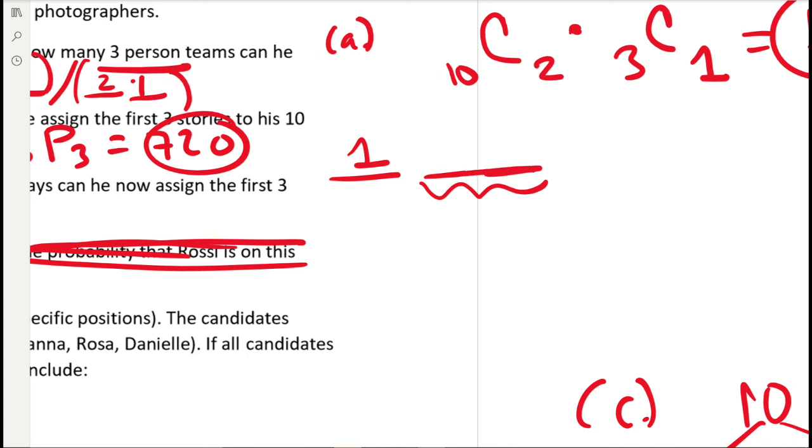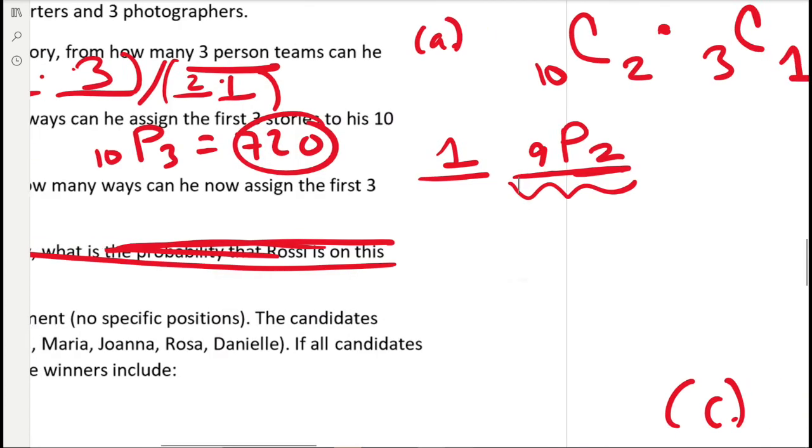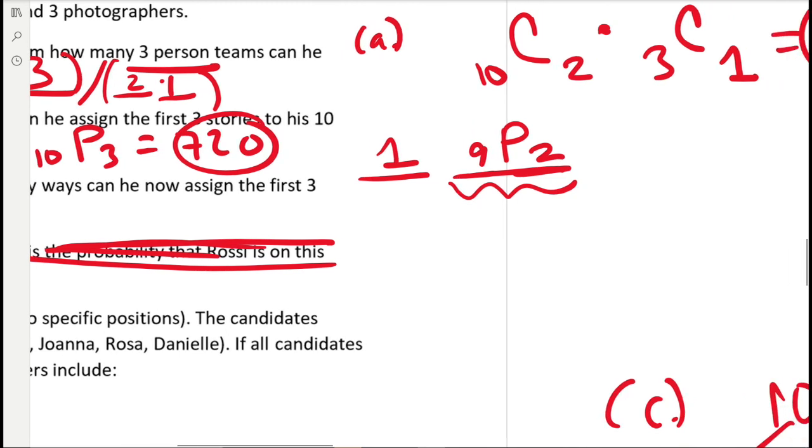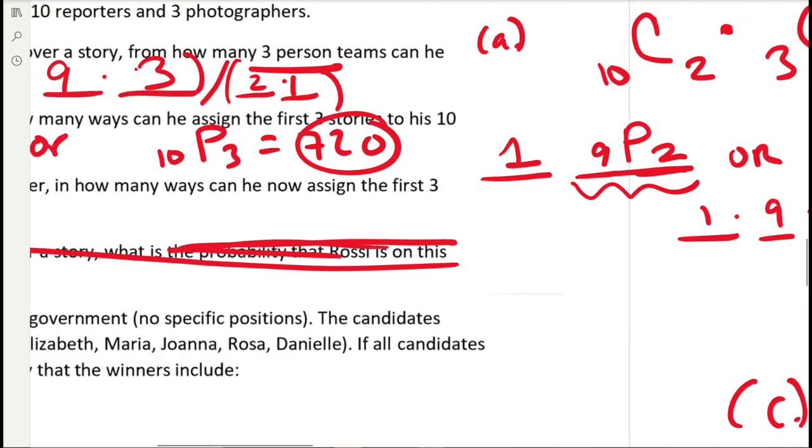So for this, let's combine this under one slot. We have 2 stories, 2 assignments that we have to give out. And we have 9 reporters left to choose from, right? So you can use that, or you could just use one, and then you have 9 left reporters to choose from and 8 left reporters to choose from. Either way, you're going to get the same exact answer. You're going to get 72 ways for part C.